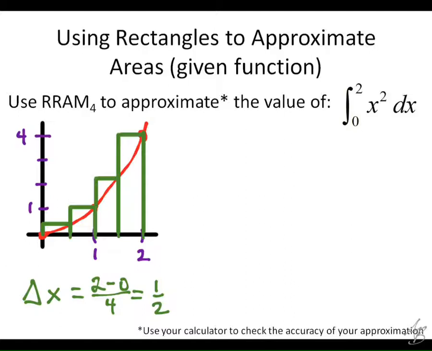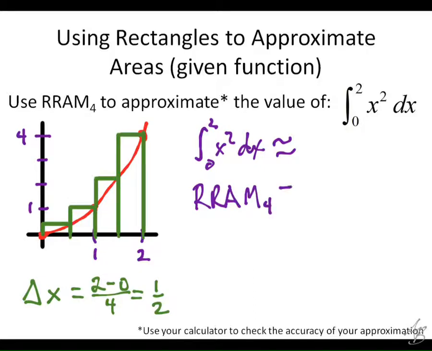First thing, keep in mind we never want to start writing stuff out without saying what it means. So for this particular problem, I could do one of 2 things. I could say the value of the integral from 0 to 2 of x squared with respect to x is approximately equal to. We're doing an approximation for this integral, so I could start with that. Or the other thing I could do is I could say RAM 4 is equal to.